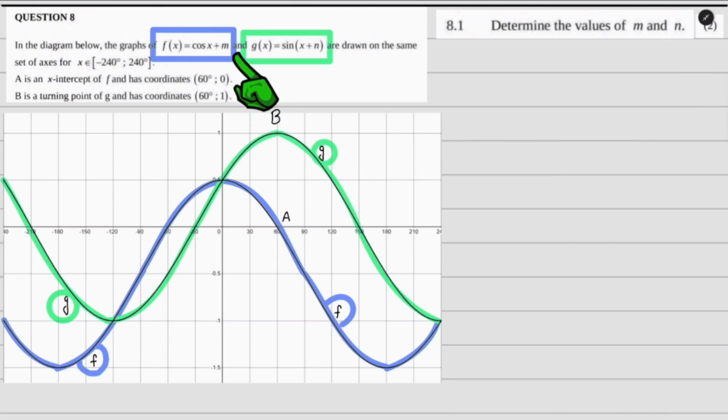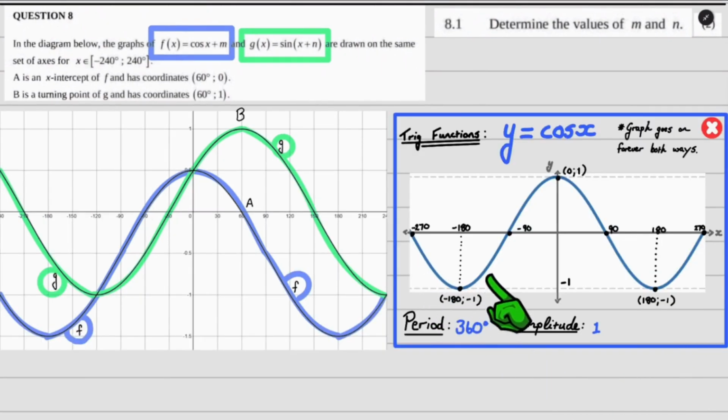They are sitting snug inside the equations over here. So let's start with the cos x and get the m. So I'm going to analyze the cos x and see how it's transformed from the original graph. In order to do that, you need to know what the original graph looks like. This is a must know. You must know this off by heart. So cos x has a wavy shape, and we always use this point as our reference point. Cos x should start on 0 and 1. So cos x should start there, but now it's starting there.